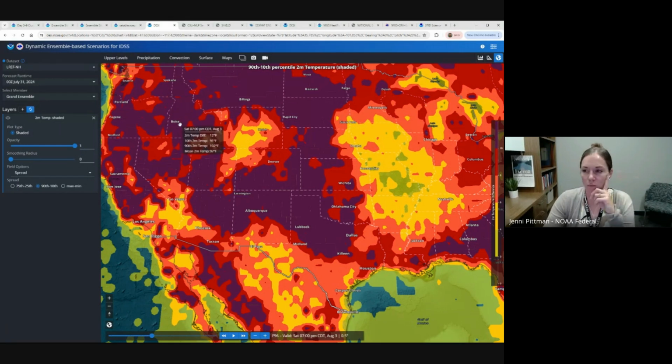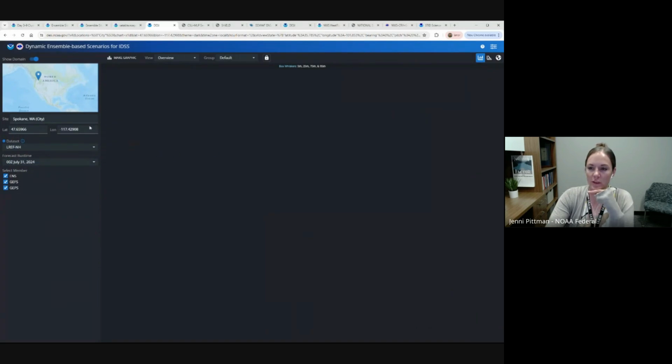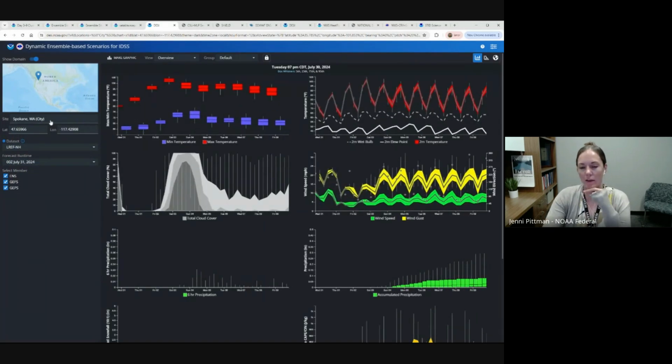So still hot, but definitely some possibility that perhaps an alternate scenario could occur during that period. And then I've always liked the 1D viewer, but you can switch over just within DESI. So let's look at Spokane and just kind of zoom in on that area. And this will also give you a really good idea of the spread.